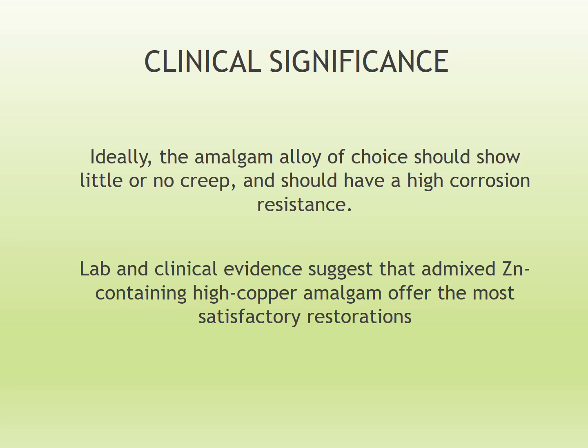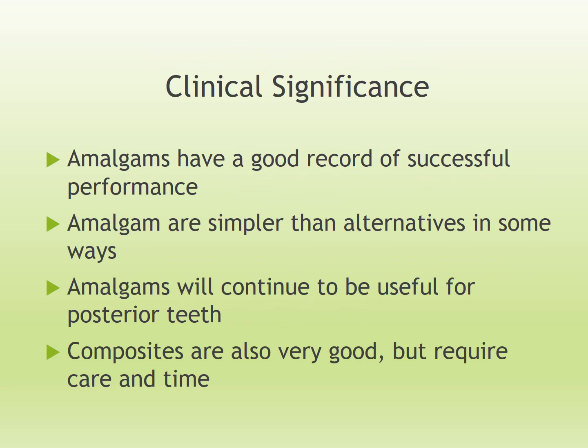Ideally, the amalgam alloy of choice should show little or no creep and should have a high corrosion resistance. Lab and clinical evidence suggested that an admixed zinc-containing high copper amalgam offered the most satisfactory restoration. Amalgams have good record of successful performance and they are simpler than the other alternative ways and they will continue to be useful for posterior teeth. And as for composites, they are very good, but they require care and time.